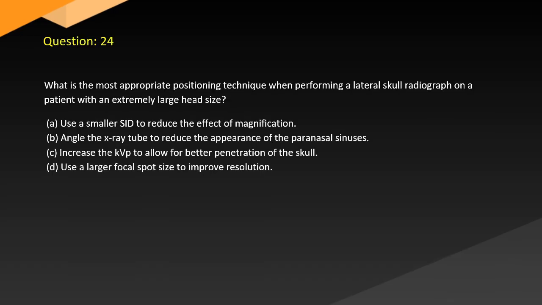Question 24. What is the most appropriate positioning technique when performing a lateral skull radiograph on a patient with an extremely large head size? A. Use a smaller SID to reduce the effective magnification. B. Angle the X-ray tube to reduce the appearance of the paranasal sinuses. C. Increase the kVp to allow for better penetration of the skull. D. Use a larger focal spot size to improve resolution.